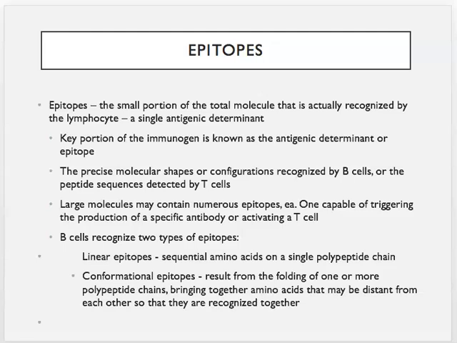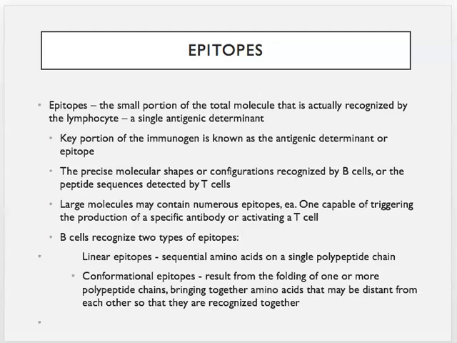The exact molecular shapes or configurations are recognized by our B cells, or the peptide sequences could be detected by T cells. Larger molecules could contain numerous epitopes, each one capable of triggering the production of a specific antibody, or of activating a T cell.